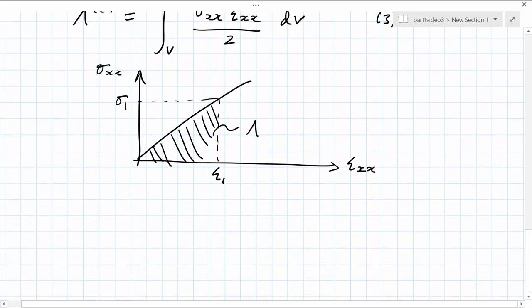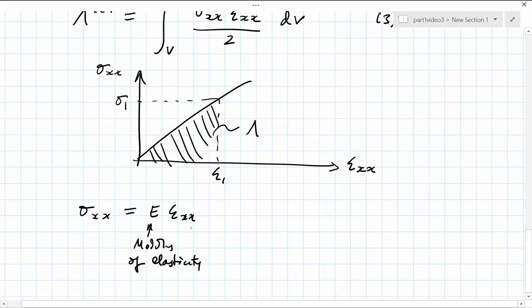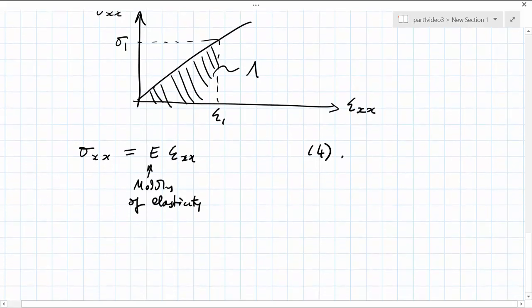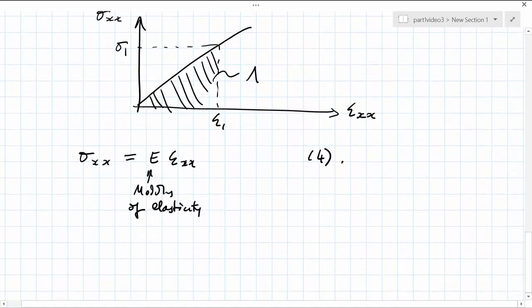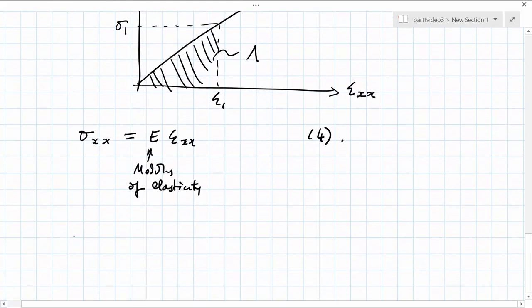Returning our attention to equation 3, we note that the stress sigma xx can be written as a function of the strain, where we multiply our strain by the modulus of elasticity, essentially invoking Hooke's law. If we substitute equation 4 into equation 3, then we get the following expression for strain energy.